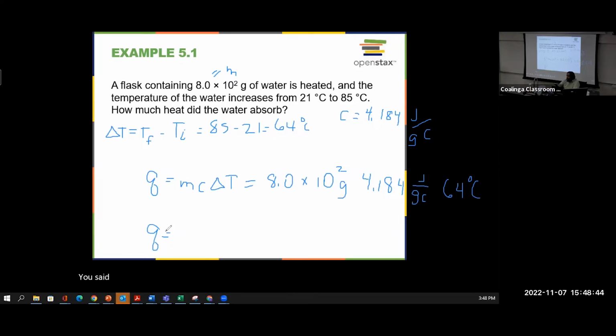Two sig figs. That is 8.0. So it's 2.1 times 10 to the fifth.